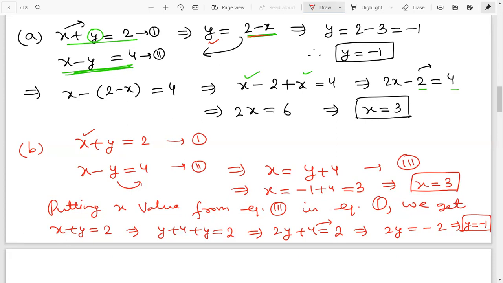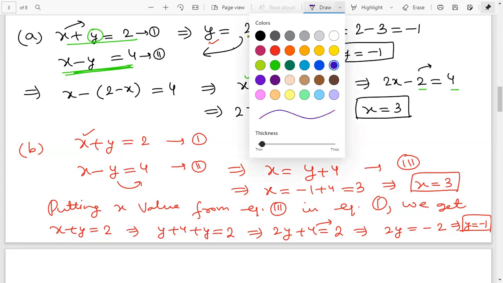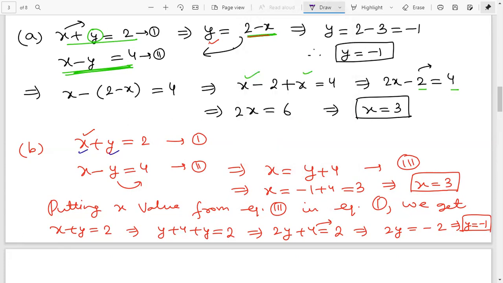So basically what we are doing in the substitution method, we are converting a two variable equation into a one variable equation. We have converted it because we substituted the x value in equation 1. The x value is in terms of y, so y plus 4. If you write this x value as y plus 4, this will become y plus 4 equal to 2. So 2y will be equal to minus 2 and y will be equal to minus 1, basically making the equation in one variable, that is an equation which has only one variable, which is y.